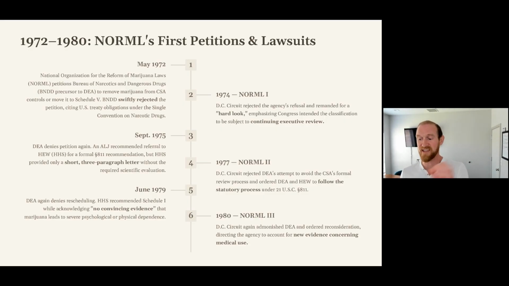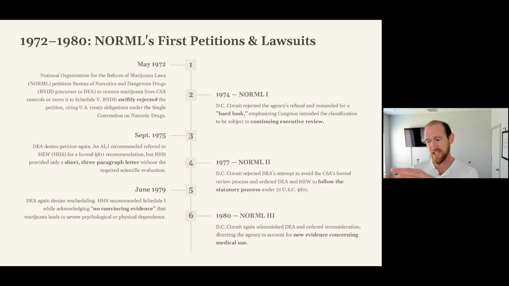The brief says that the DEA swiftly and summarily rejected the position on the basis that rescheduling marijuana would violate U.S. treaty obligations under the Single Convention on Narcotic Drugs. So they came up with this and they're like, well, actually we can't now because it's part of this Narcotics Convention treaty. So then NORML sued in 1974.